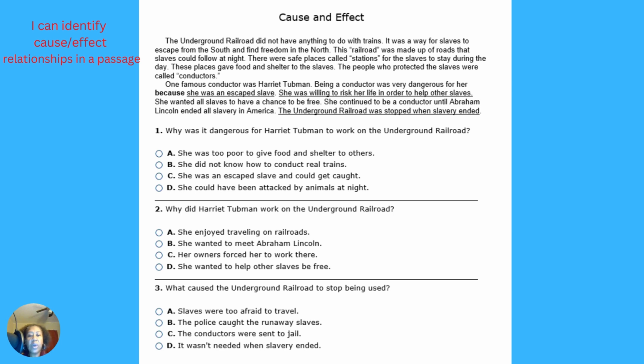How do you know? Because if we go right up here, the last sentence and the last paragraph. Paragraph number 1, paragraph number 2. So at the end of paragraph number 2, the Underground Railroad was stopped when slavery ended. It's right here in front of you. D, it wasn't needed when slavery ended. Okay? And those are your answers. That is how we identify cause and effect relationships in a picture, in a sentence, and then a passage. You did so well, boys and girls. I can't wait to do more lessons as such.